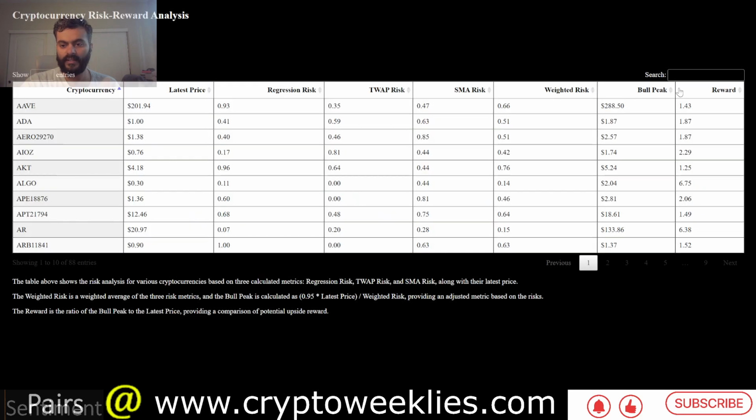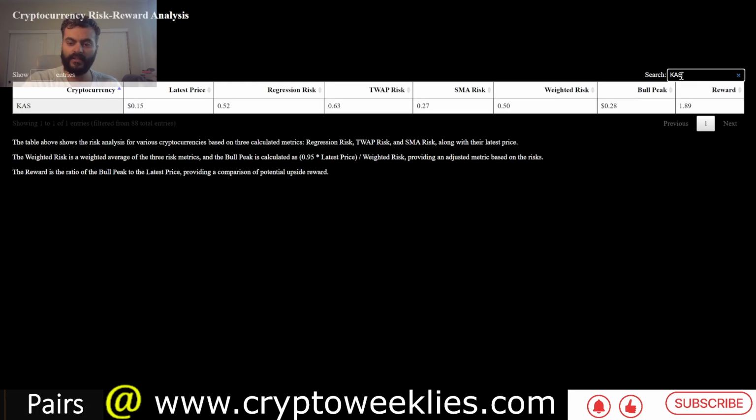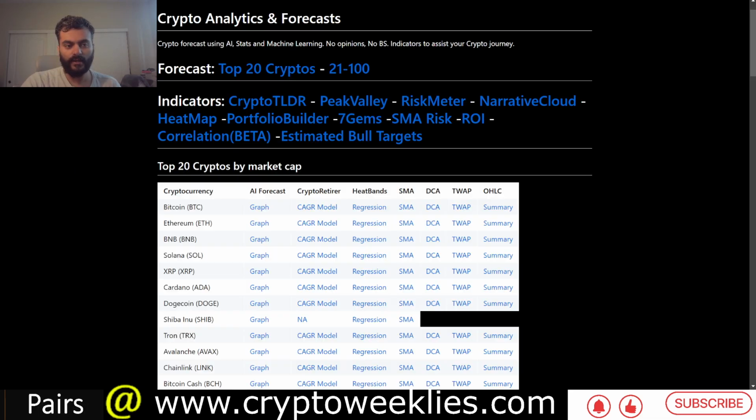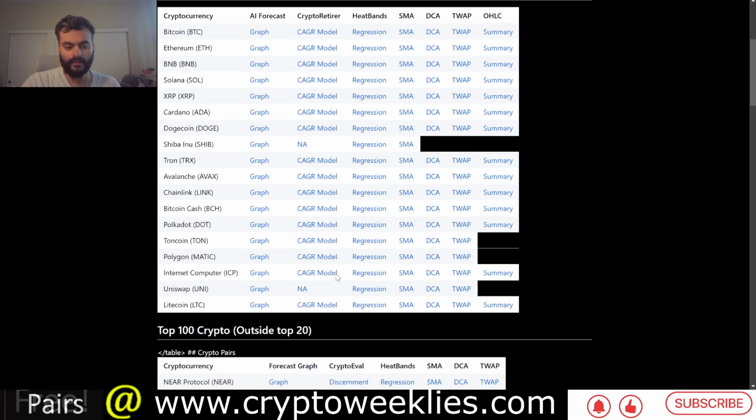And as a composite of all the three risk levels, we have an estimated bull run target for Kaspa. Again, we have this for most of the top 100 cryptos by market cap. At 15 cents, Kaspa represents 52% DCA risk, 63% time weighted average price risk, and 27% simple moving average based risk. Composite risk, or a weighted risk skewed heavily towards the regression risk, is at around 50%. That means the estimated bull run peak is at around 28 cents at this point in time, representing a reward of about 1.9x.